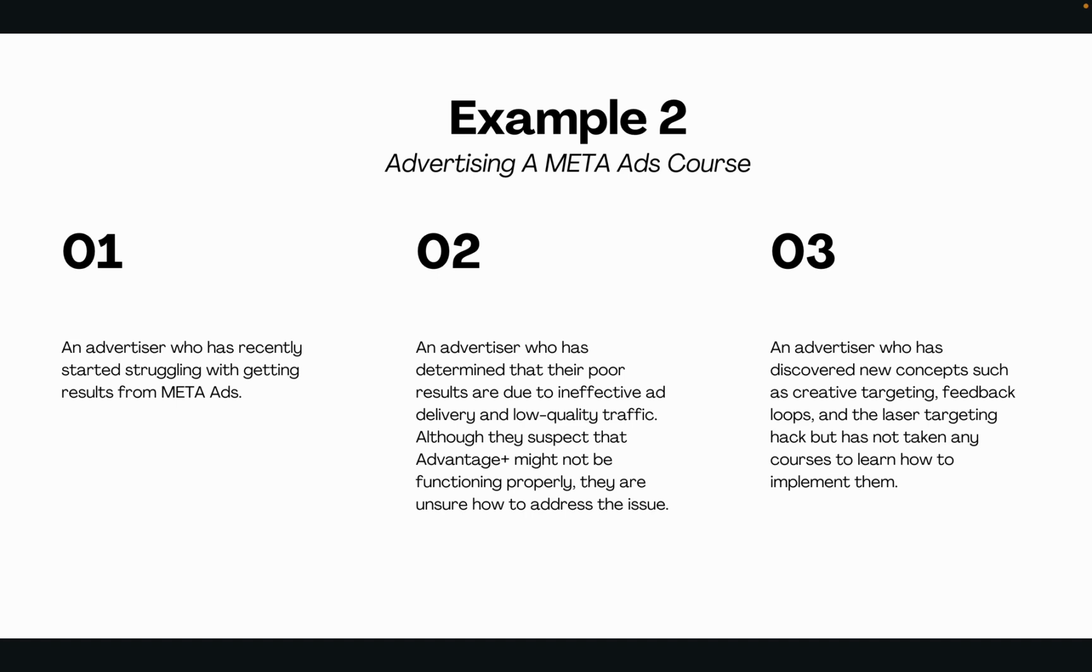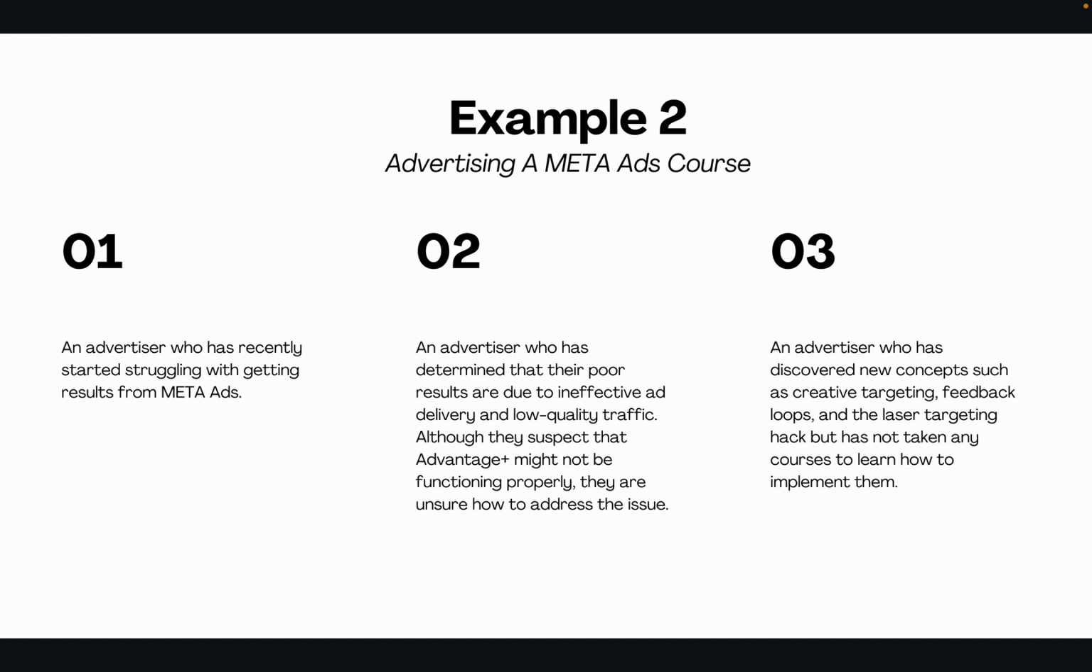Now, the second level is an advertiser who has determined that their poor results are due to ineffective ad delivery and low quality traffic. Although they suspect that Advantage Plus might not be functioning properly, they are unsure how to address the issue. So they kind of know the problem: my ads are not getting to the right people, or my ads are not bringing the right people to my website, right?